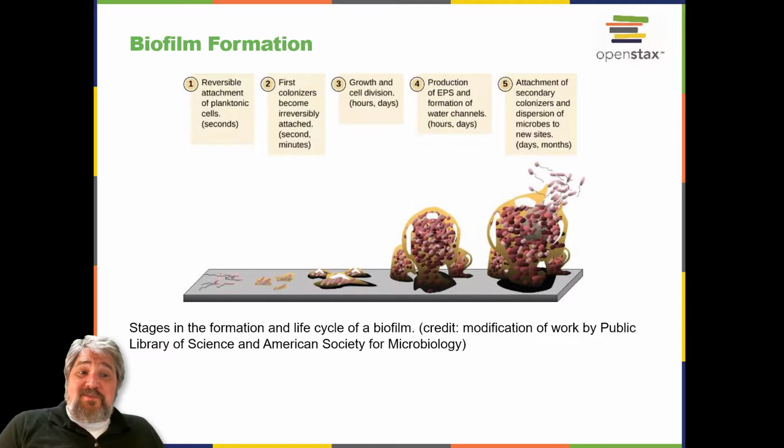In the last stage of the biofilm life cycle, cells on the periphery of the biofilm revert to a planktonic lifestyle, sloughing off the mature biofilm to colonize new sites. This stage is referred to as dispersal.